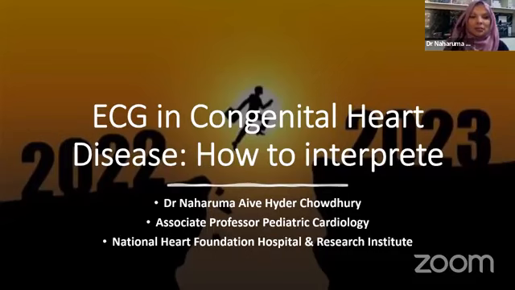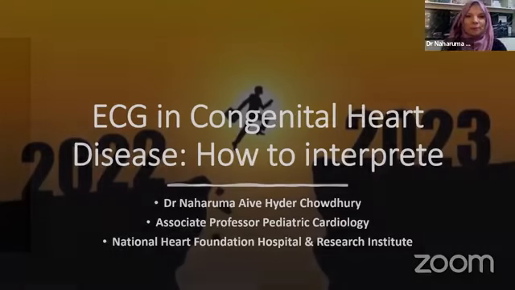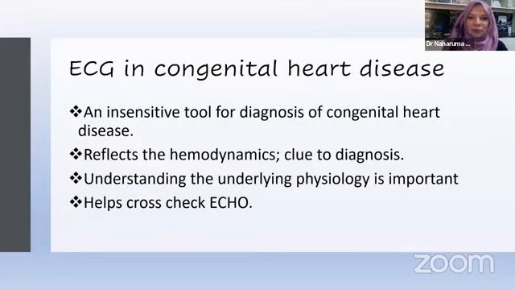Today I'm going to talk about the ECG in congenital heart disease, how to interpret it. It is an insensitive tool for diagnosis of congenital heart disease, but it reflects the hemodynamics and gives clues to diagnosis. It is important to understand the underlying physiology. It is nothing but a graphical representation of chamber dilatation or chamber hypertrophy due to the congenital heart disease. We have to correlate clinically and put a diagnosis. And sometimes the ECG helps to cross-check the echo.